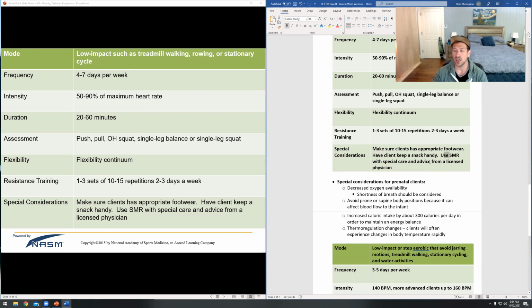And then for SMR, use it with special care just in case. When it comes to SMR, again, if their body is repairing more slowly and bruising is a risk for them, just be careful. You don't want to bruise your client.